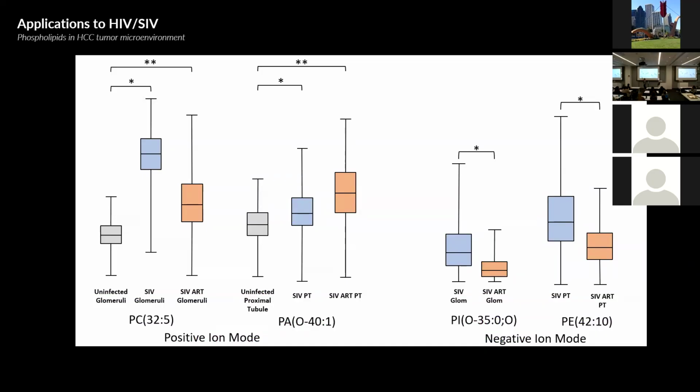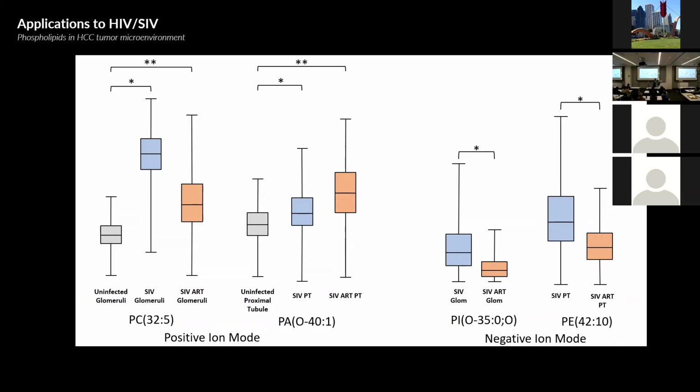So this is a PC32.5, which is actually something I consider to be a housekeeping lipid, something that just maintains cellular membranes. Many people don't think it's that useful. It turns out this is the hit actually that's SIV infection. So in uninfected glomeruli, you get a pretty narrow distribution. Again, it's housekeeping. On SIV infection, you actually get a much broader distribution of PC32.5. And then upon antiretroviral treatment, you actually still have this very, very broad distribution of PC32.5.